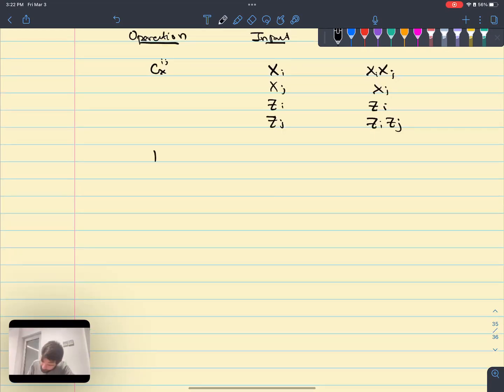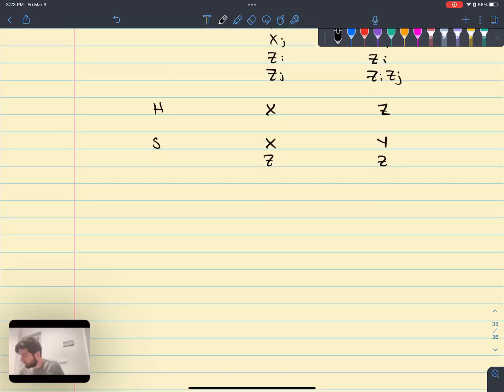And then we can sort of fill out what some of the rest of these are. Hadamard maps X to Z and Z to X. Phase maps X to Y and Z to Z, so on and so forth.